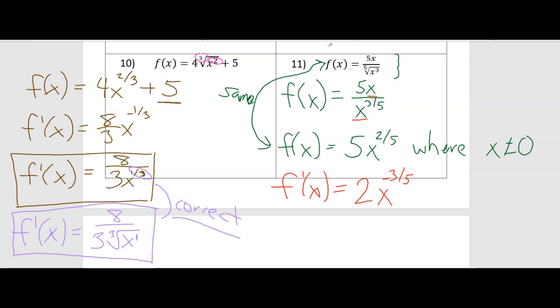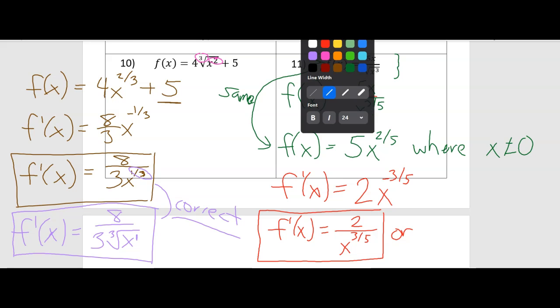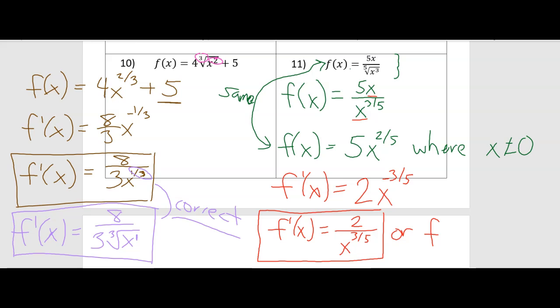Again, let's rewrite using positive exponents. So f prime of x is equal to 2 divided by x to the 3/5 power. Perfectly acceptable answer. If you wanted to rewrite it using radicals instead, you certainly could. So we'd get f prime of x is equal to 2 divided by the 5th root of x cubed. So again, that denominator in our exponent becomes our index in our radical expression, and the numerator stays as the power to the base.